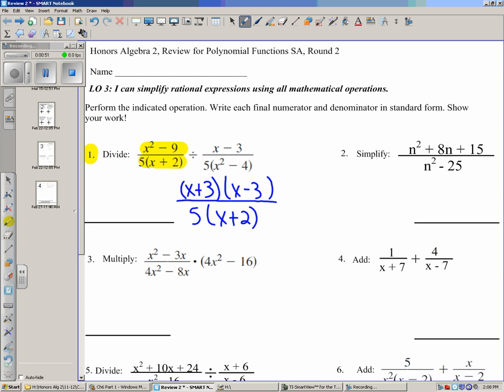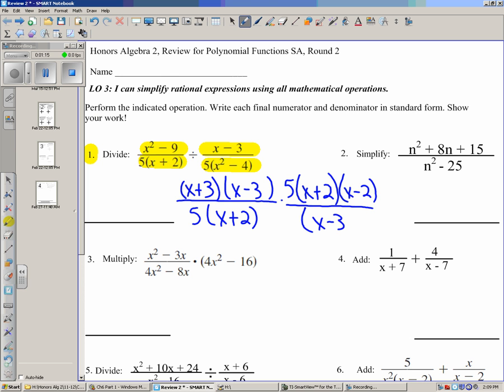And now when I go to my other fraction, I am going to go ahead and, as I factor, flip the numerator and the denominator. So my new numerator will be 5, and then x plus 2, x minus 2. That's the factor of x squared minus 4. And then my new denominator will just be x minus 3.